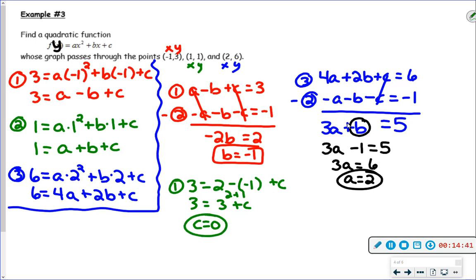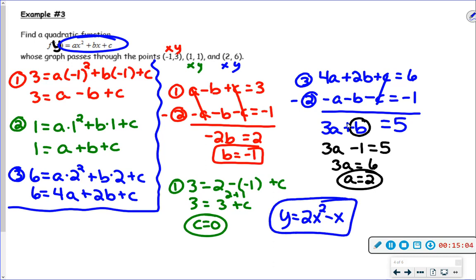That wasn't so bad. Final answer, though, it asks you to write the quadratic function. So I'm going to replace A in this original equation up here. I'm going to replace the A with 2. I'm going to replace b with -1, so minus 1x. I'm going to put the 1. C is 0. I'm not going to write plus 0. Final answer in blue. Y equals 2x squared minus x.